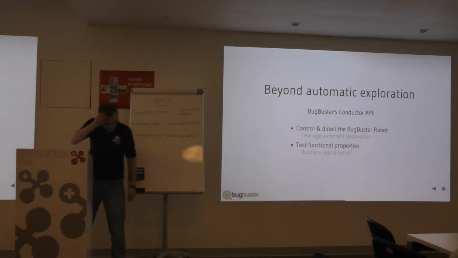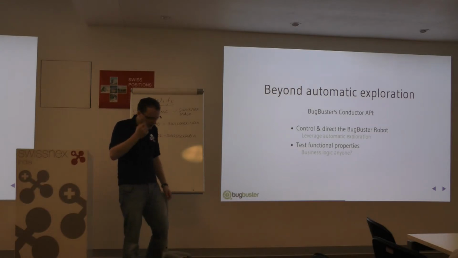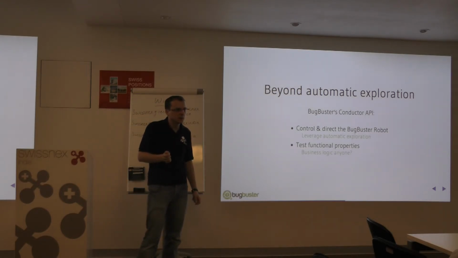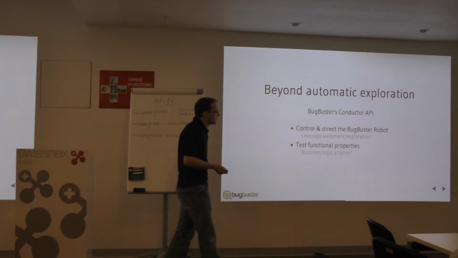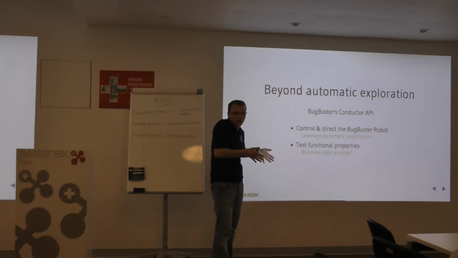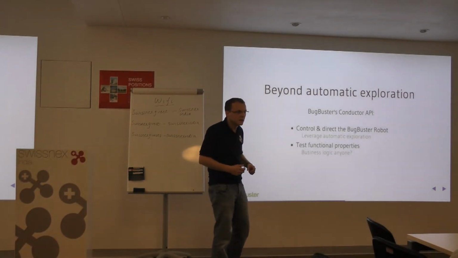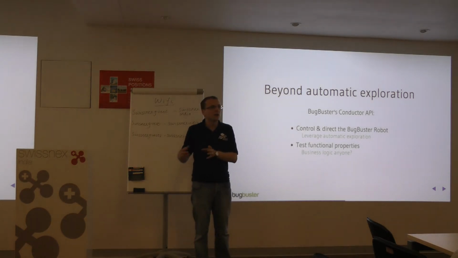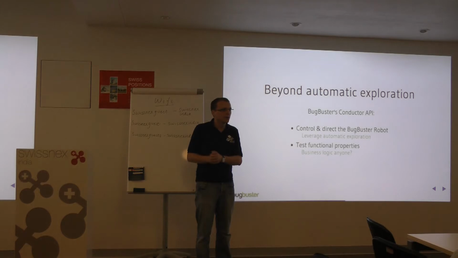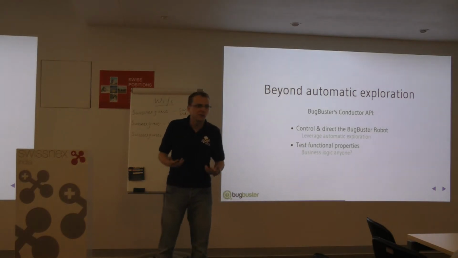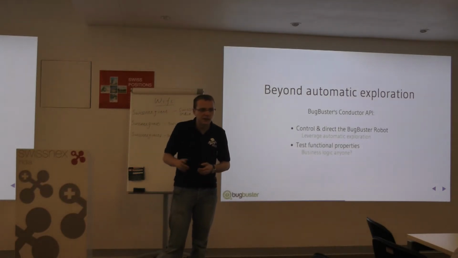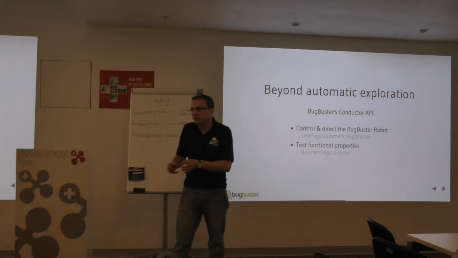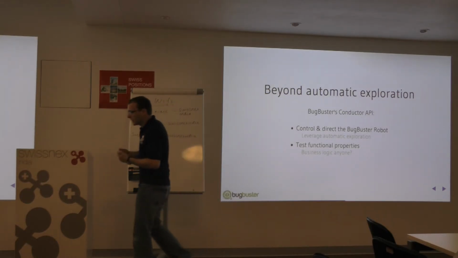So with the conductor API, what you can do is give very specific direction to the robot. You can also tell the robot to, for instance, focus on a component. You can tell the robot to not click on some element. You can blacklist elements. For instance, if you sign in into your application and the first thing that the robot does is clicking on the sign out, it's not very interesting. So you can blacklist the sign out button and do stuff like that.